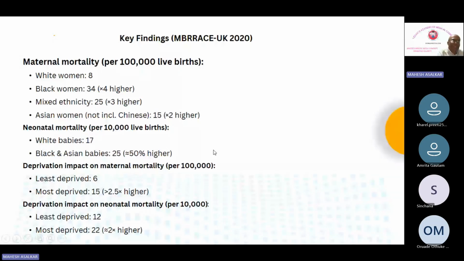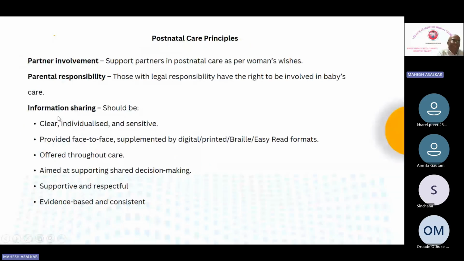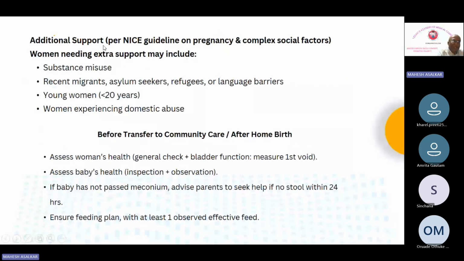You need to involve the partner, then you need to see the parental responsibility, you need to share the information, and your information should be clear, individualized, sensitive, etc. Offer thought throughout care. The aim should be supporting and shared decision making. It should be supportive and respectful, and your guidance should always be evidence based and consistent. Then additional support as per the NICE guideline on pregnancy and complex social factors.